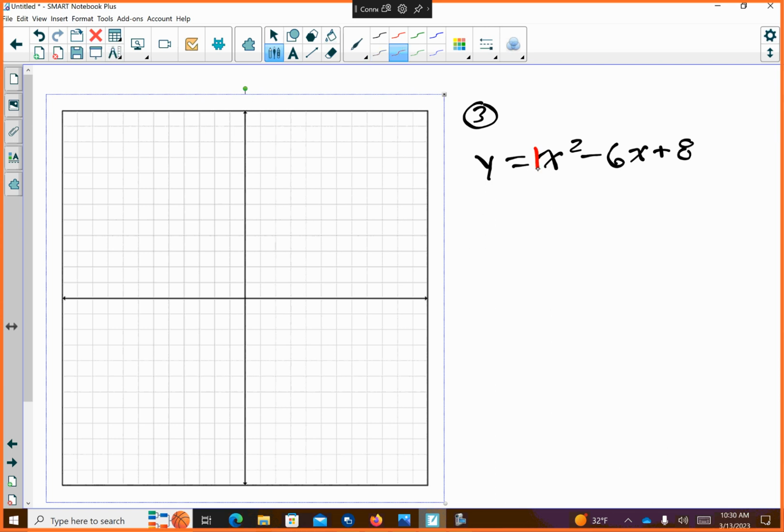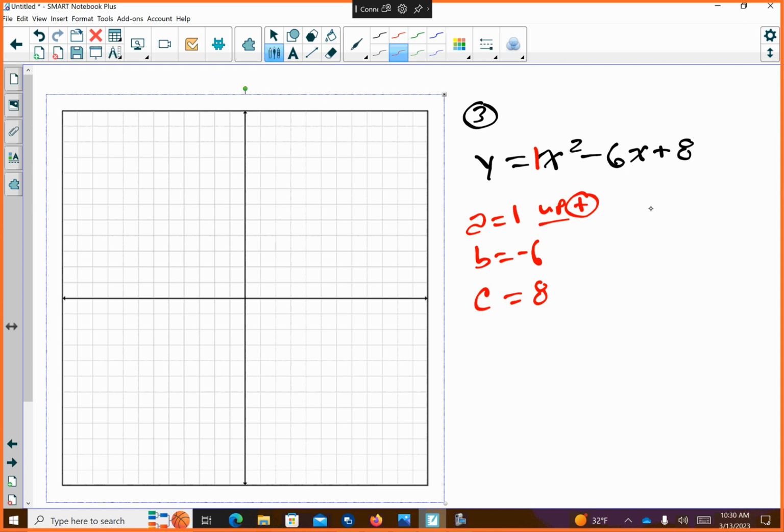ABC. So I have to realize I have a 1 out front. So A equals 1, B equals -6, C equals 8. Open up makes sense, yes? Okay, the A value is positive. That's telling us up.